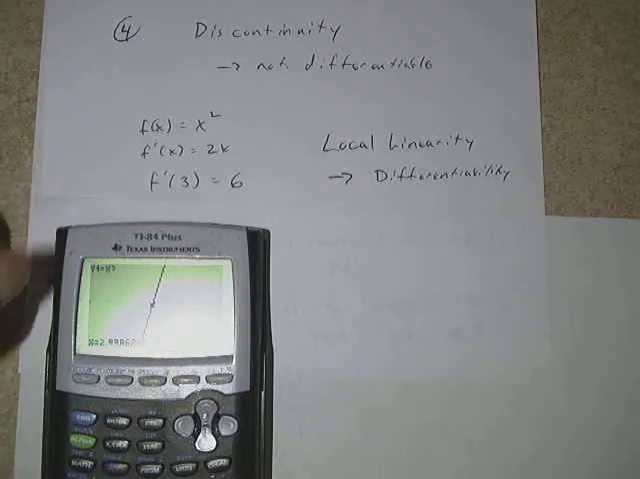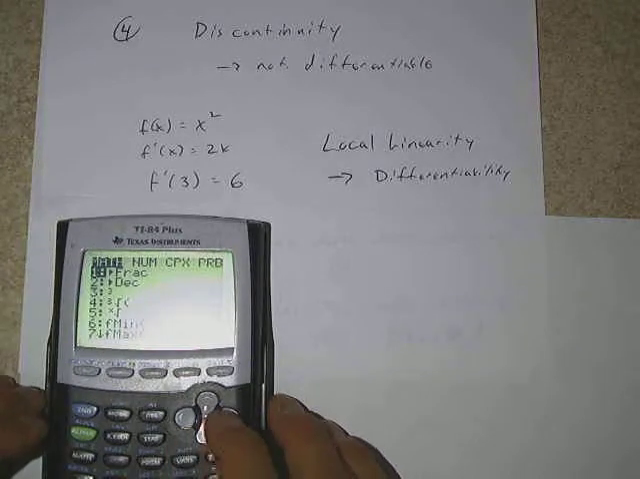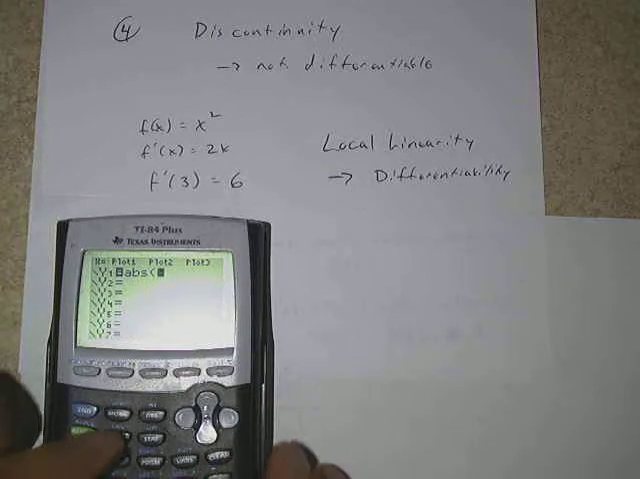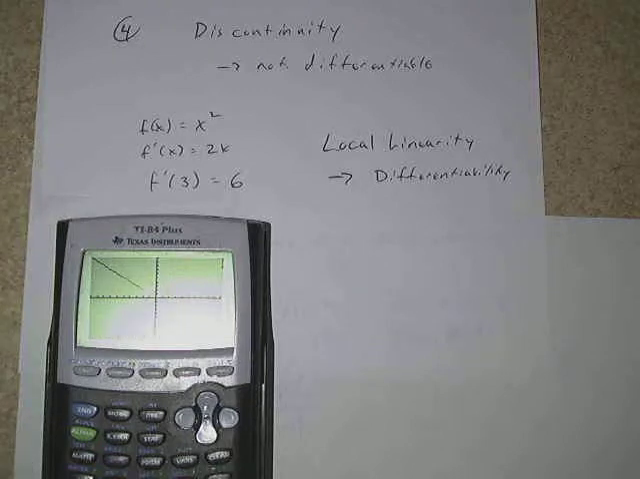And when we calculated the slope, we found that the answer was approximately 6. So verifying what we already knew from our algebra work, that 6 is the correct answer when we're at x equals 3. Now, let's look at another function.